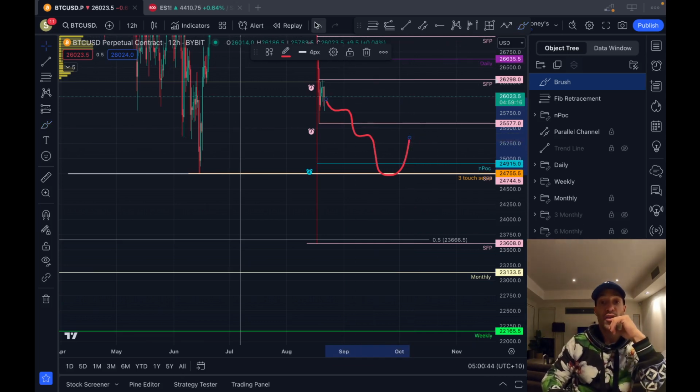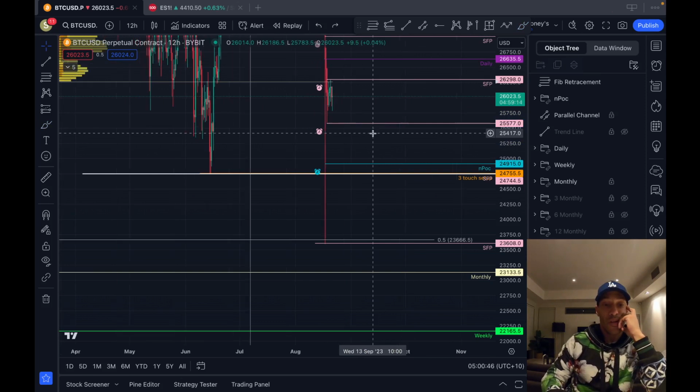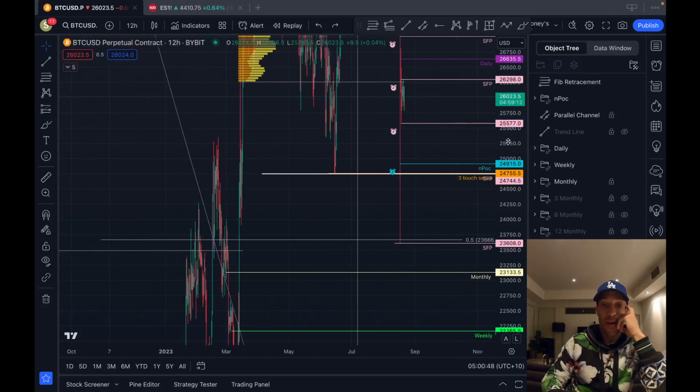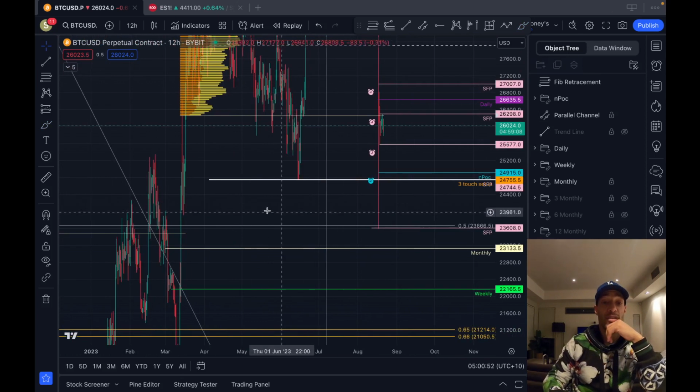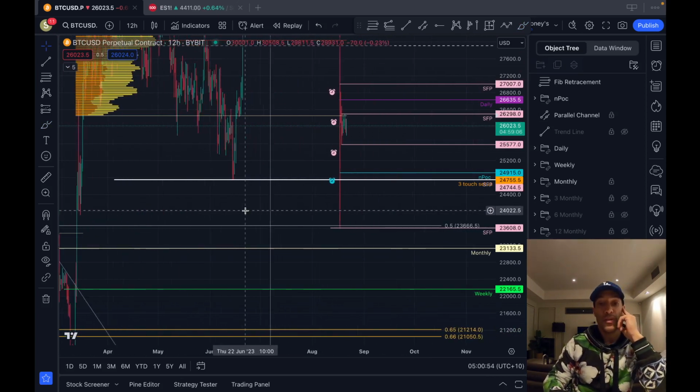It's a common occurrence for Bitcoin. I've done loads of back testing on this. If you look back in the charts, you'll see these 3-touch setups playing out quite often.